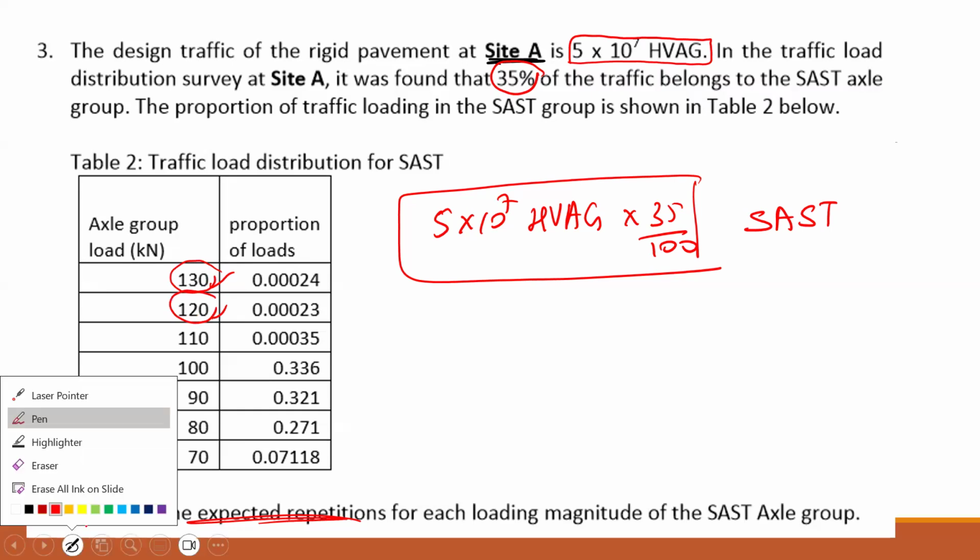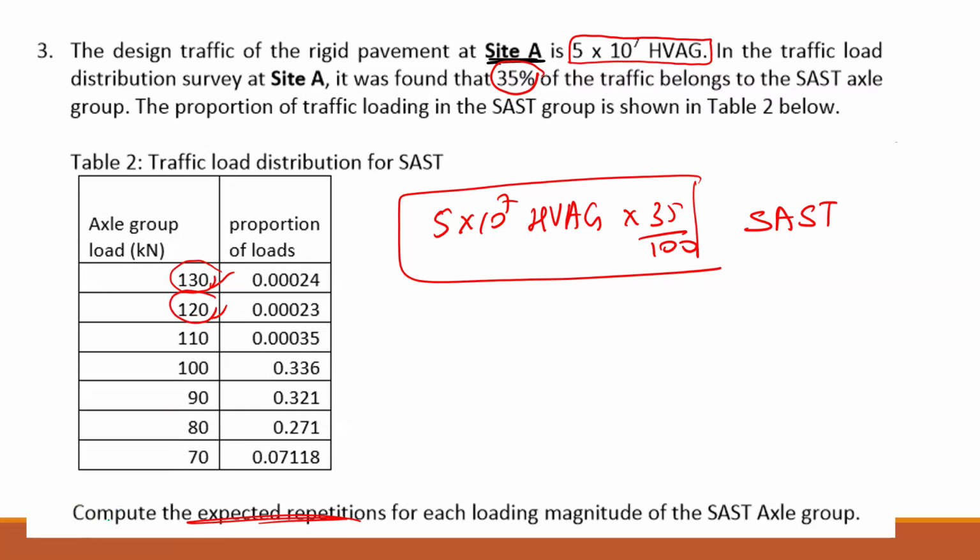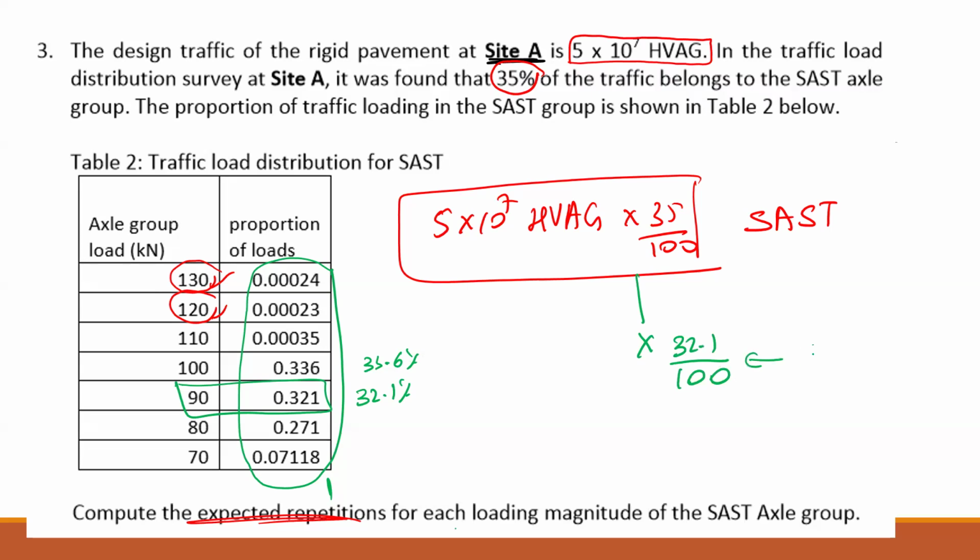I hope you are familiar with this already because we have done a similar thing last week, proportions. If you add these, you get 1 because that is the proportion. Or you can say this is 32.1%, this is 33.6%, you can make it percentages if you want to, but they have given you proportions. So for example, for 90, if you multiply this value by 32.1% or 0.321, you get how many SASTs are there with 90 kilonewtons. Do you agree with me?